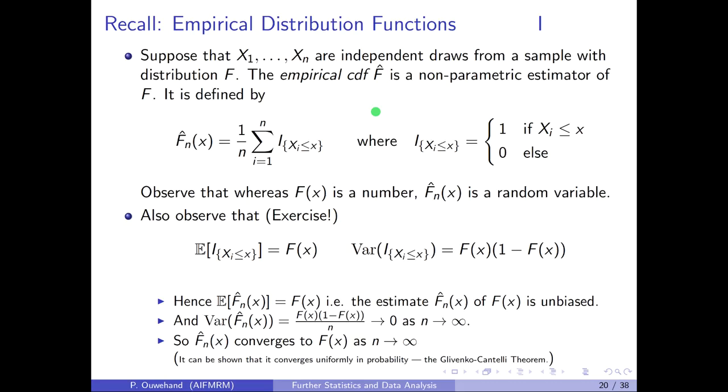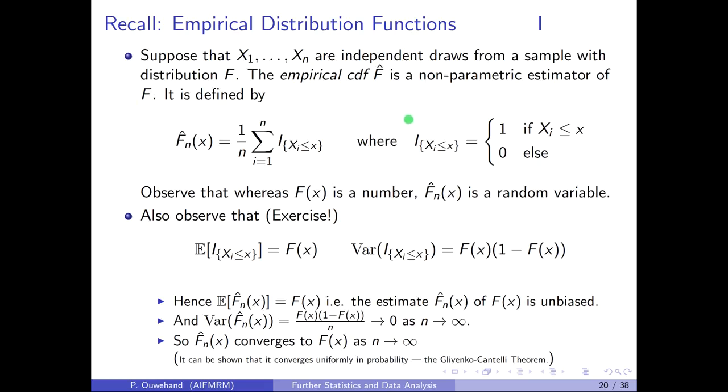So let's start looking at empirical distribution functions. Suppose that we have a sample x1 up to xn of independent draws from a common distribution F. Then the empirical CDF, or ECDF, denoted by F hat, is a non-parametric estimator of that distribution function. It is defined as follows.